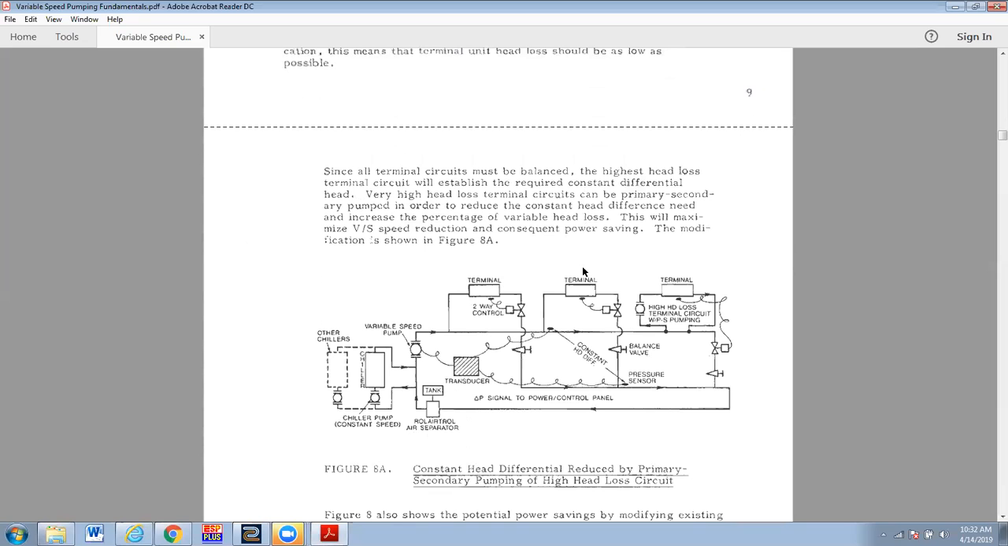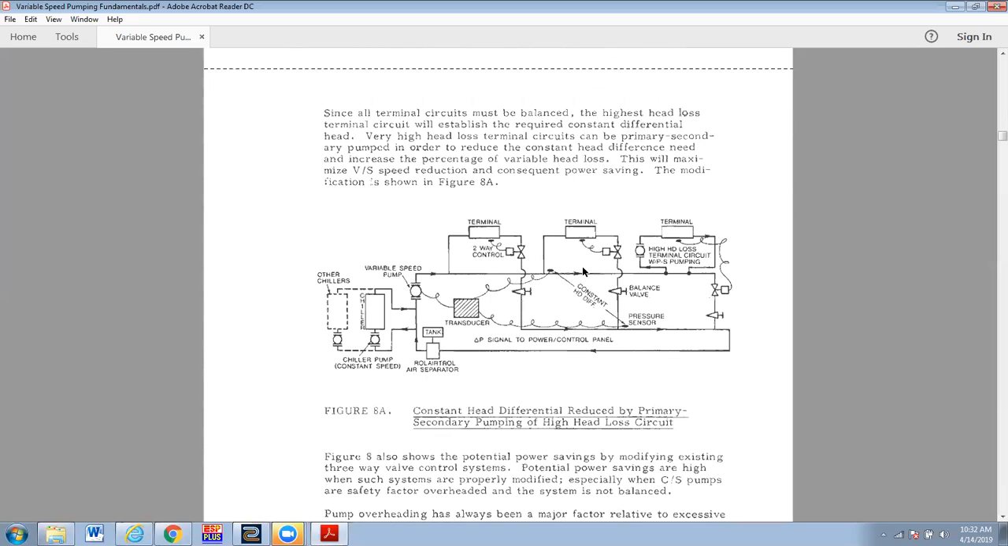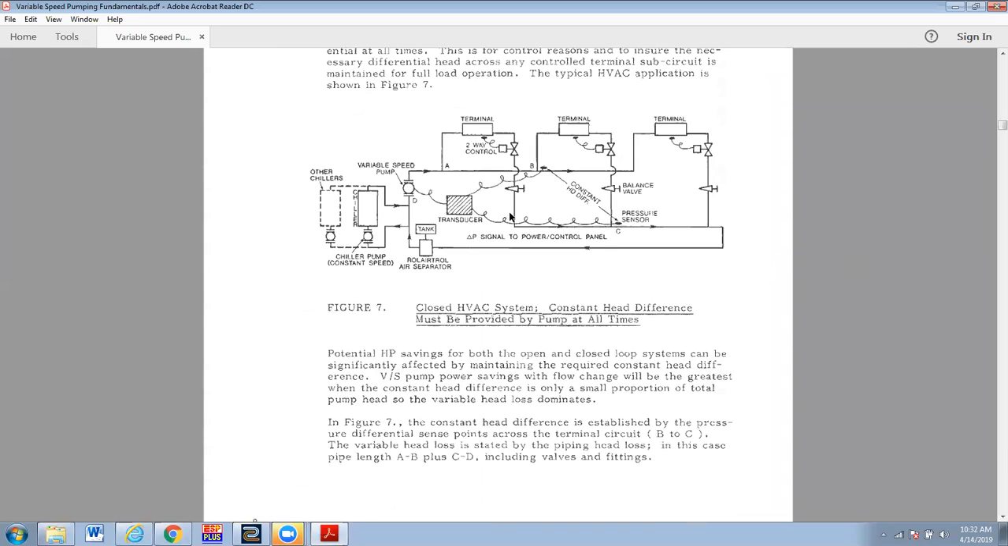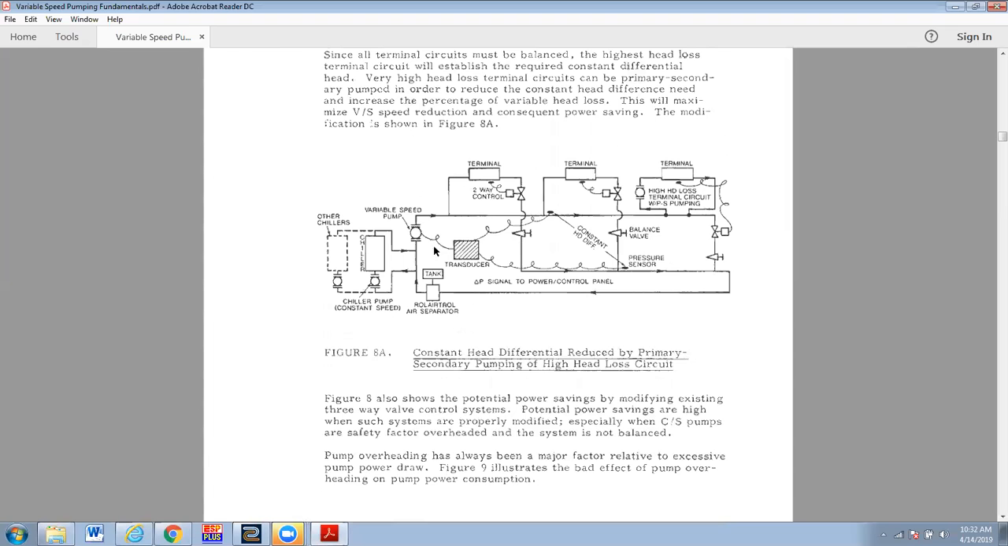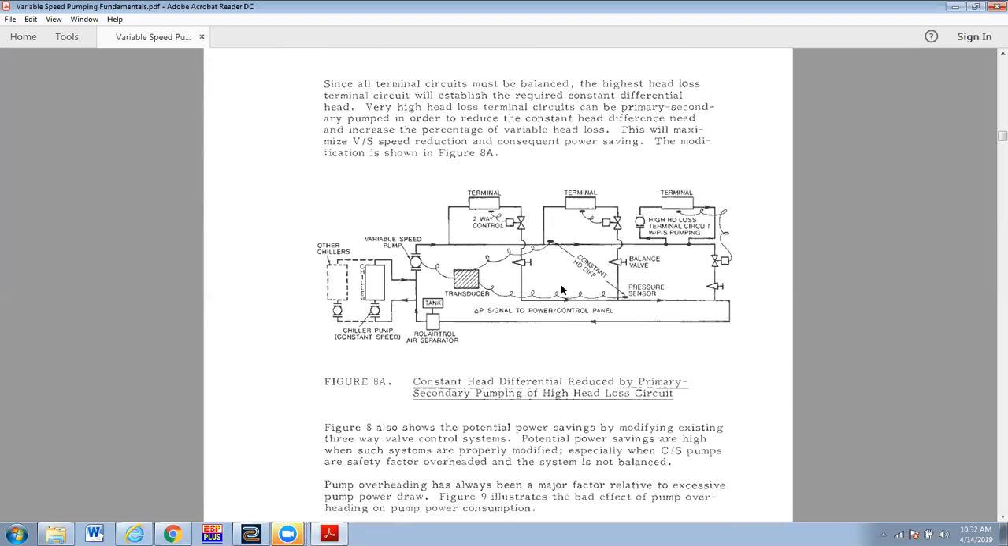We know that since all terminal circuits must be balanced, the highest head loss terminal circuit will establish the required constant differential head. I think I said that. So, looking at this first system here, if this furthest terminal circuit had a much higher head loss than this one and this one by some requirement, we could pull that off and treat this as a primary and this as a secondary, which then could reduce the overall control head we have to maintain from the supply to the return.